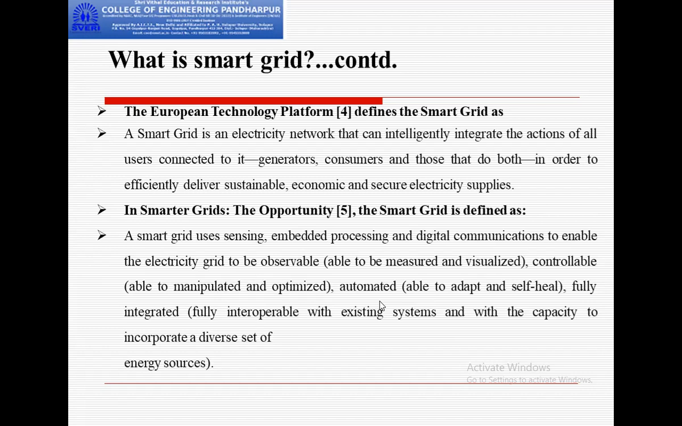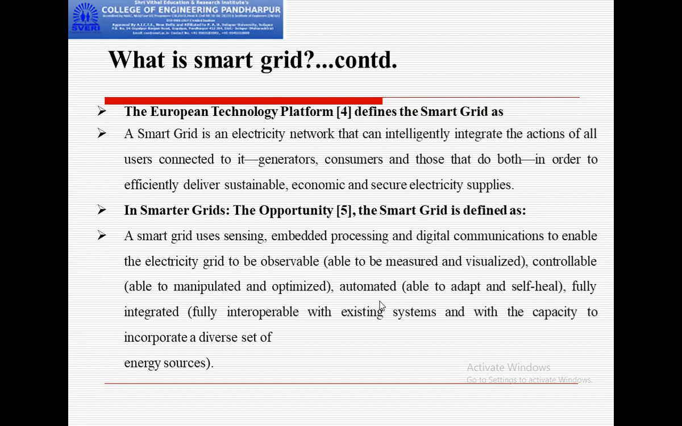You can see the European Technology Platform says a smart grid is an electrical network that can intelligently integrate the actions of all users connected to it, so generators, consumers, and those that do both, in order to efficiently deliver sustainable, economic, and secure electricity supplies. Okay, so the word sustainable itself says continuous supply.